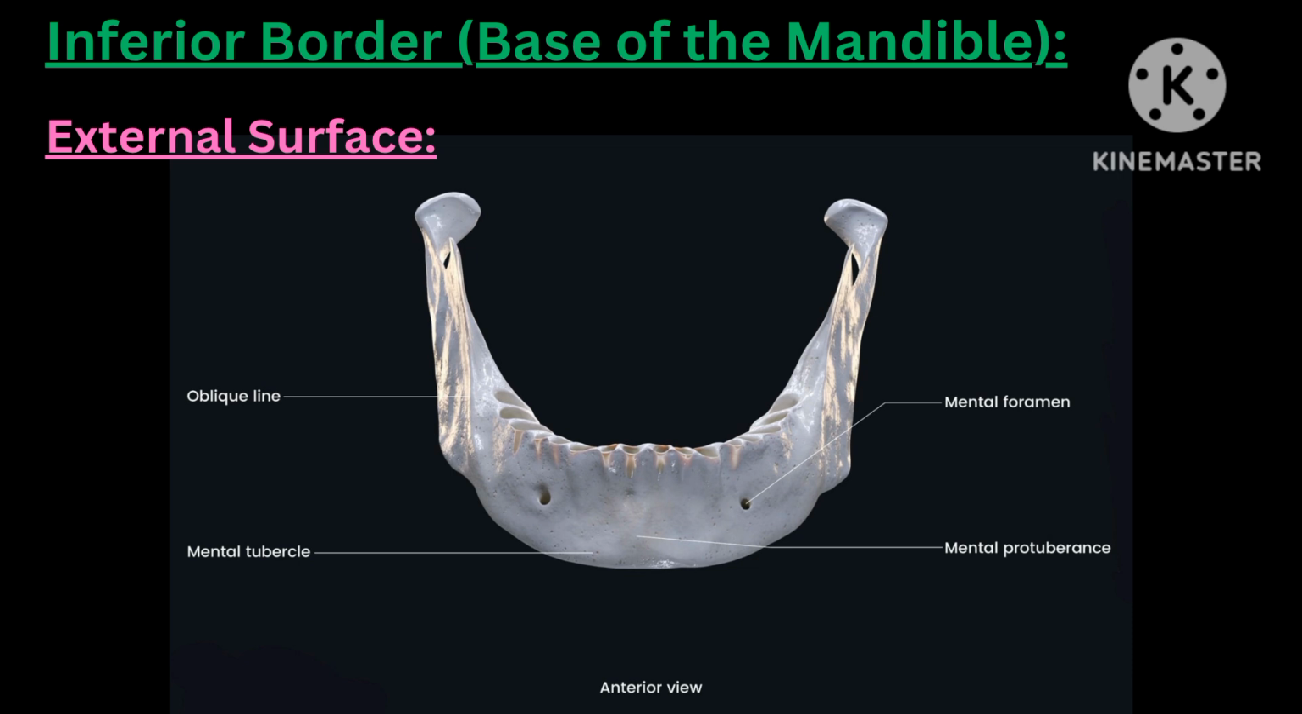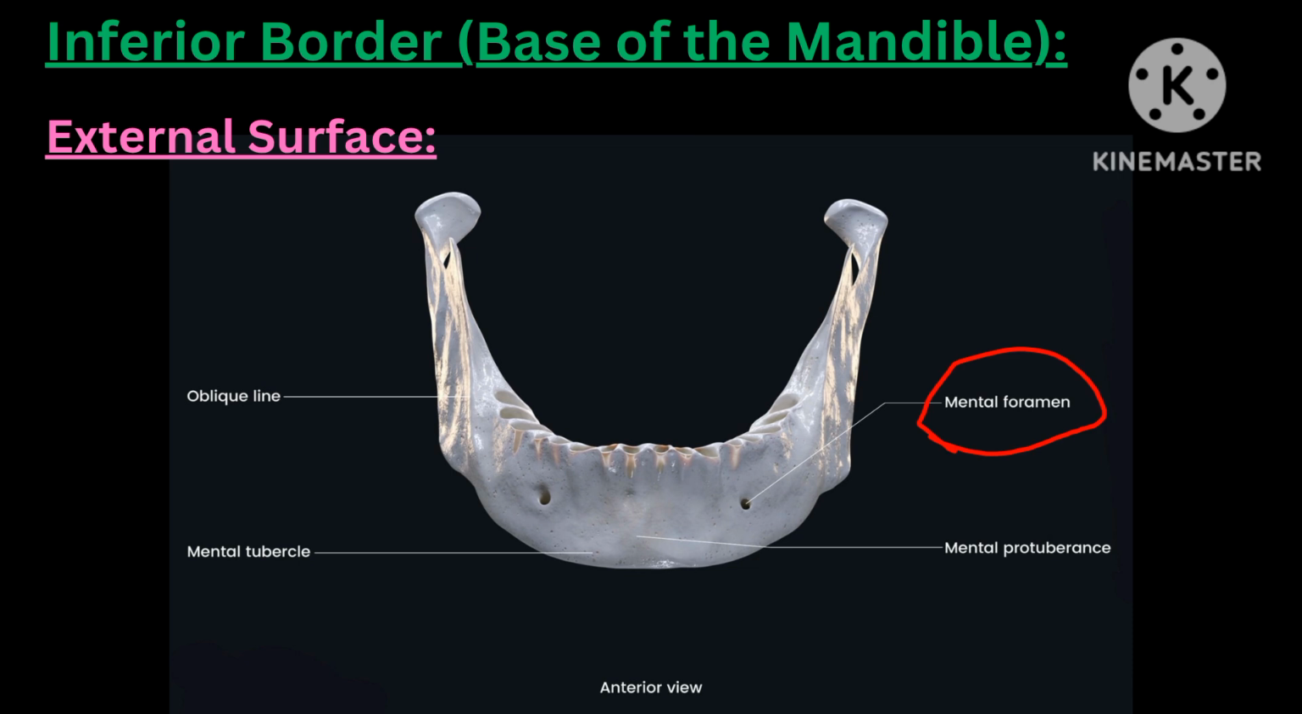External surface, or outer surface. The features found on the external surface of the mandibular base are the mental protuberance, two mental tubercles, and two mental foramina. The mental protuberance is a prominence found on the outer surface of the mandible forming the chin. On either side of the mental protuberance is a prominence known as the mental tubercle. Together the mental protuberance and mental tubercles create a landmark known as the mental trigone.